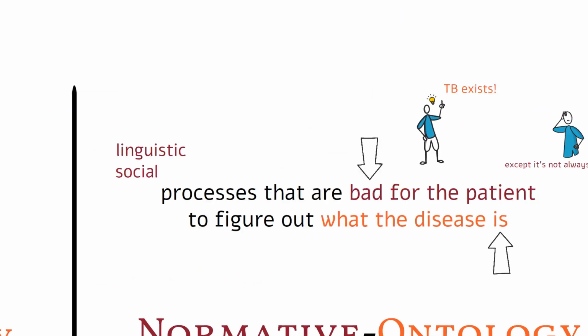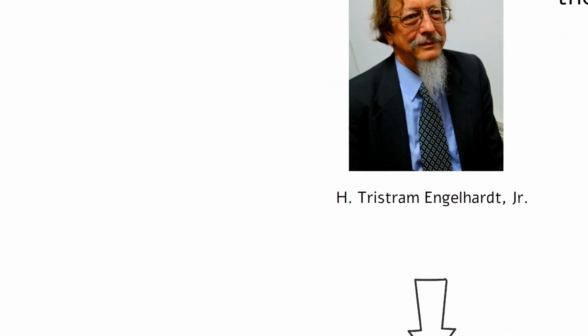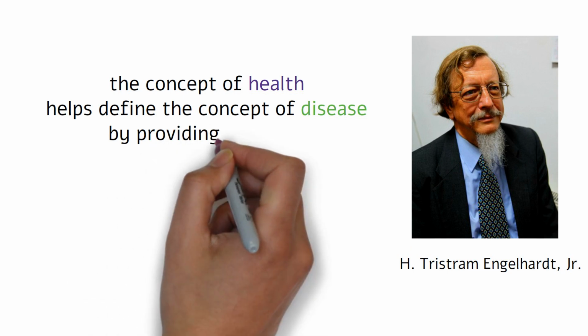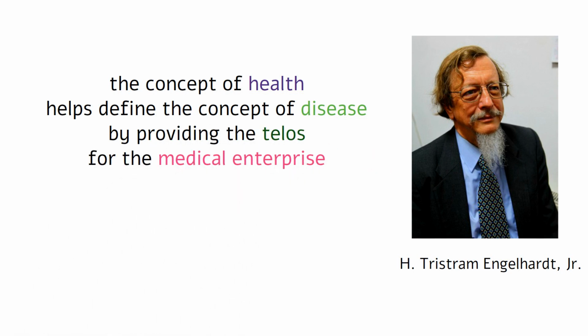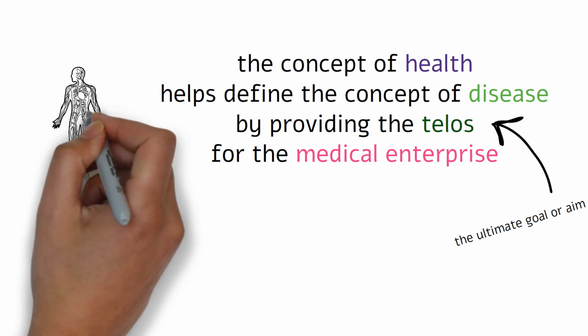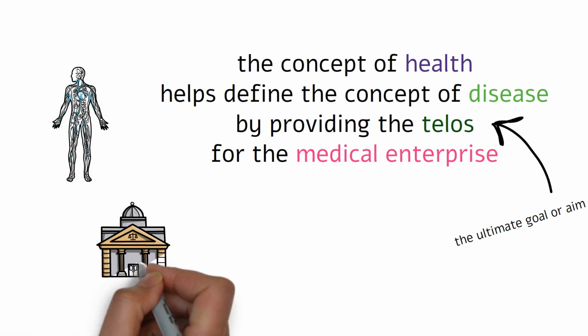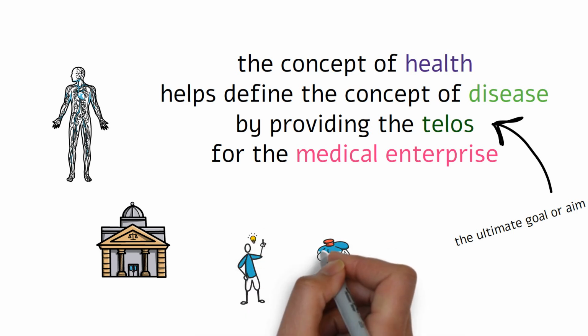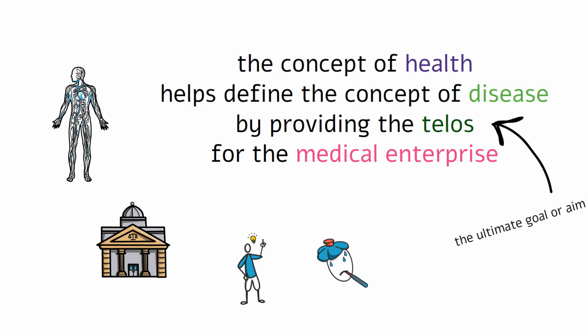Where we land, after all this conversation, is, in Engelhardt's words, that the concept of health helps define the concept of disease by providing the telos for the medical enterprise. That is, health is the end goal, the ultimate aim of medicine. As we've seen, health and disease may be questions of biology, and they may be questions of norms. They may be about things that exist, and they may be about clusters of physiological experiences. They may be questions for a general practitioner, or a surgeon, or a public health official, or a psychologist, depending on which elements one foregrounds.